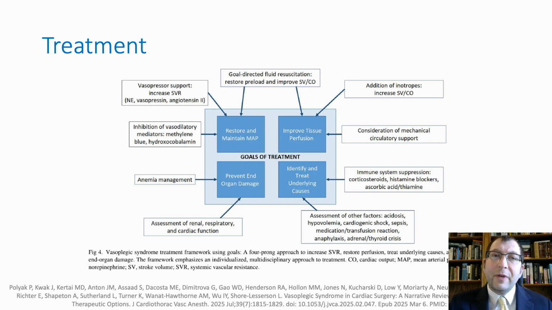Once diagnosis of vasoplegic syndrome is established, management should address volume status and low systemic vascular resistance. If there's concomitant low cardiac output, consider inotropes and mechanical circulatory support. Manage anemia, cardiac and respiratory function to prevent end organ damage. Assess for other factors in the differential and treat appropriately, which may involve antihistamines and steroids.